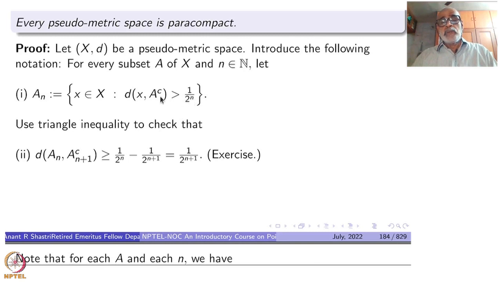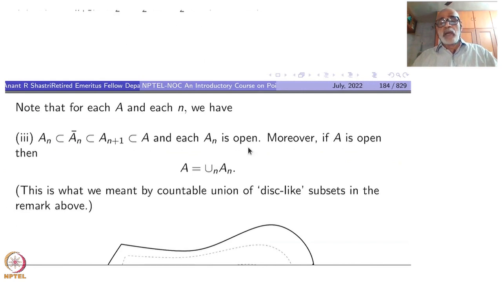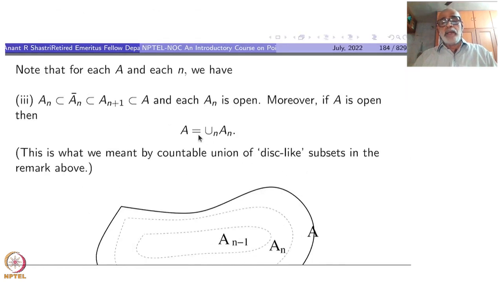So closure will be what? Bigger than or equal to. That's all. That is the reason why these are open subsets and A_n is contained in A_n bar, etc. Moreover, if A itself is open, then A will be the union of the A_n.